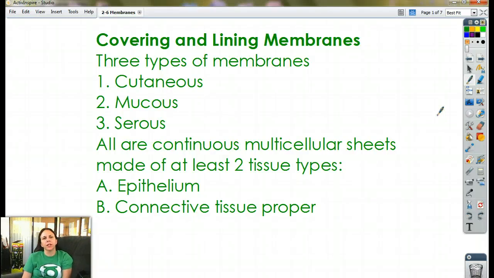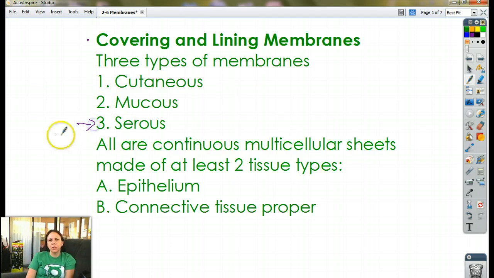Membranes, which is still under the connective tissue portion because it is made of both epithelium, which we have learned about, and connective tissue, which we have learned about. So let's take a look at covering and lining membranes. There are three types of membranes. We have cutaneous, mucous, and serous.